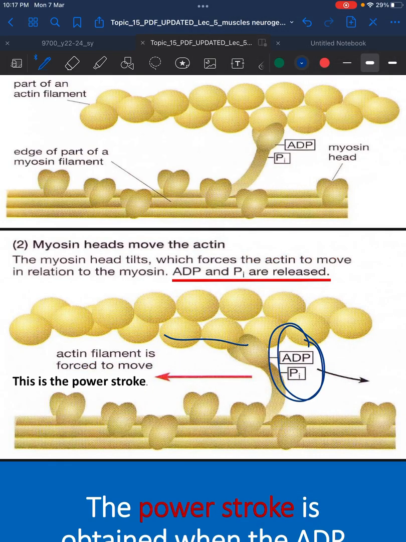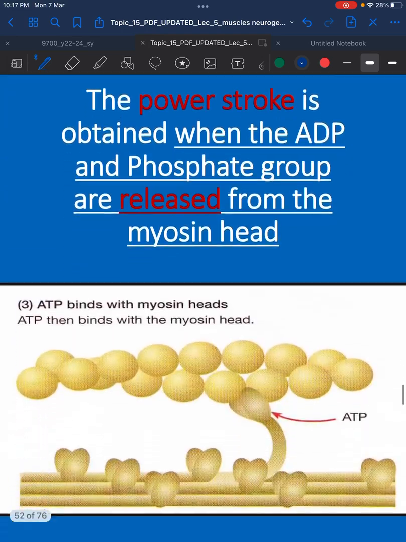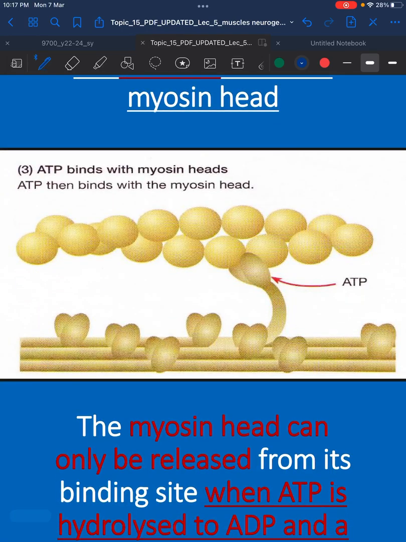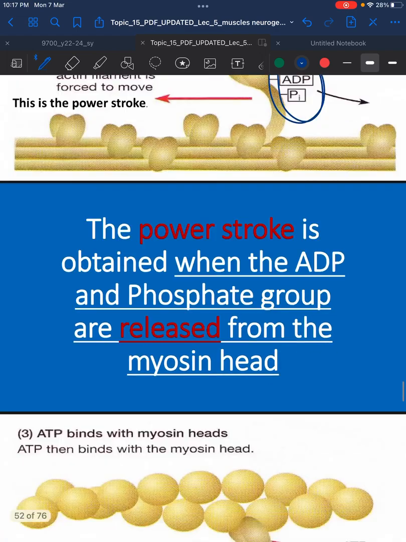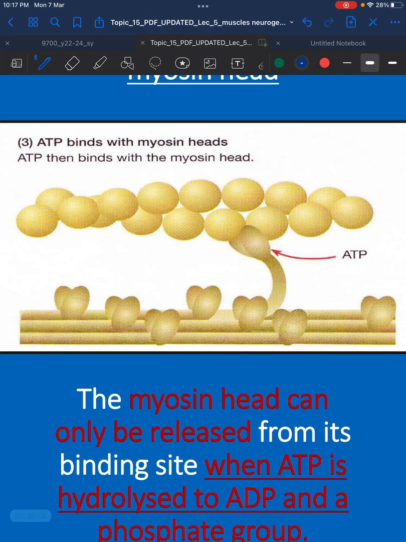The release of the ADP and phosphate group will cause the pulling process, the power stroke, the tilting process, and then the binding of the ATP. So once the ADP and phosphate group are released, the ATP can now bind, getting ready for the detachment. Detaching the myosin head requires the hydrolysis of ATP, and to reposition this myosin head back to its original position also requires ATP. So the concept is very, very important.